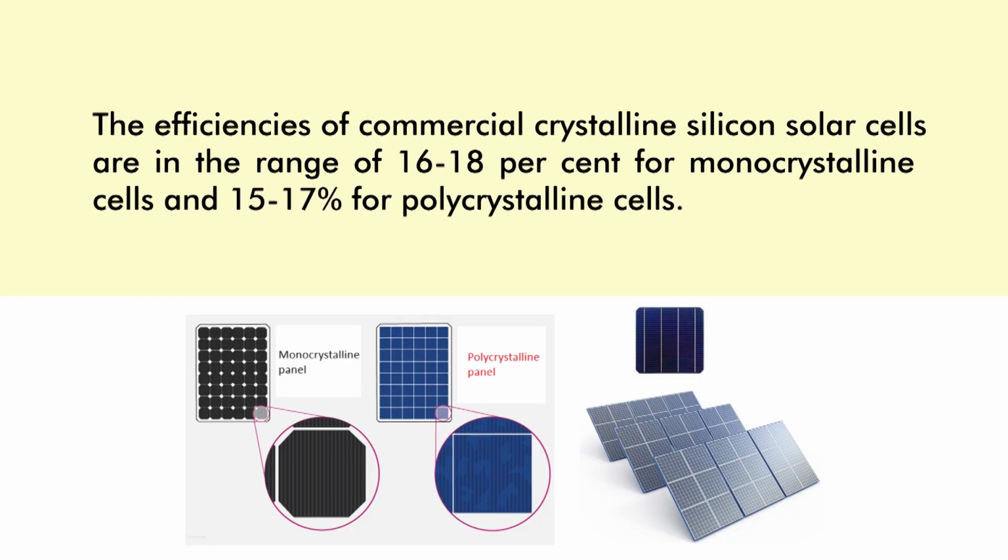Polycrystalline solar cells are made up of multiple crystals. These are constructed from square silicon substrates cut from polycrystalline ingots grown in quartz crucibles. Multicrystalline wafers are typically 100 mm by 100 mm or larger and square in shape. The efficiency of commercial crystalline solar cells is in the range of 16 to 18% for monocrystalline cells and 15 to 17% for polycrystalline cells.